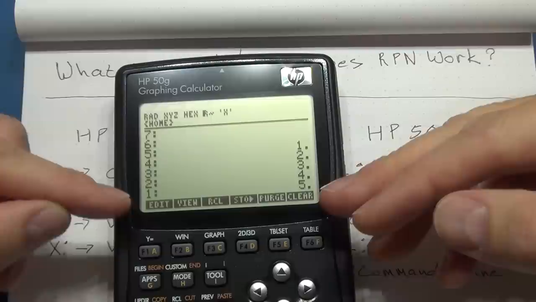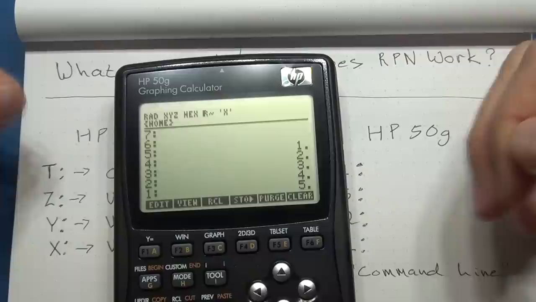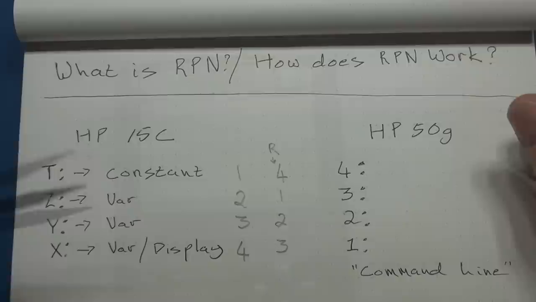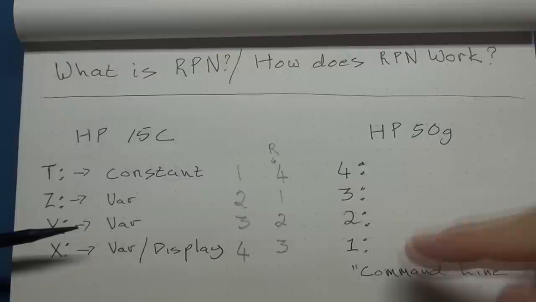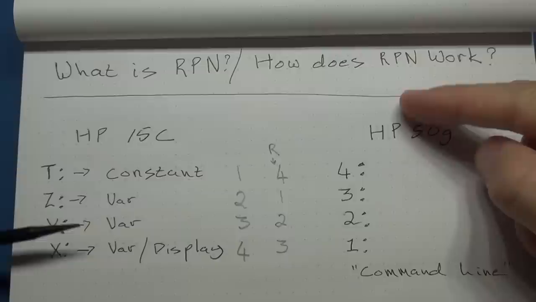I just want to visually show you what that looks like as we get down to the theory and start looking at how that works on the 15C. Right, so on the 15C, things are laid out a little bit differently. As I noted on the 50G, the stack is numbered 1, 2, 3, 4, and progressively goes up. You've got quite a big stack.